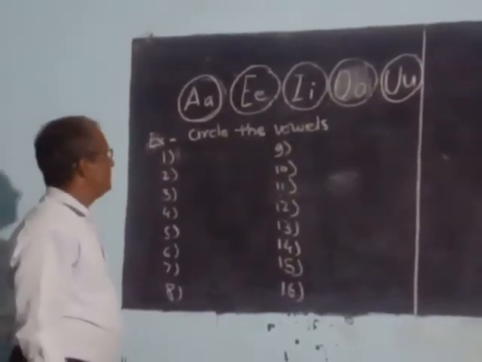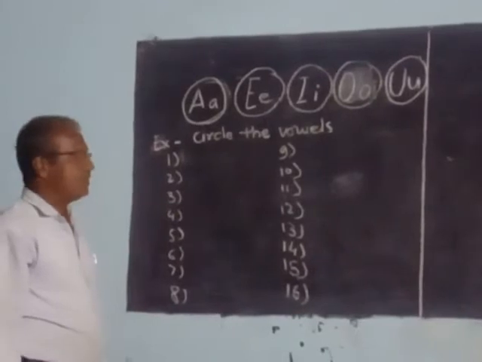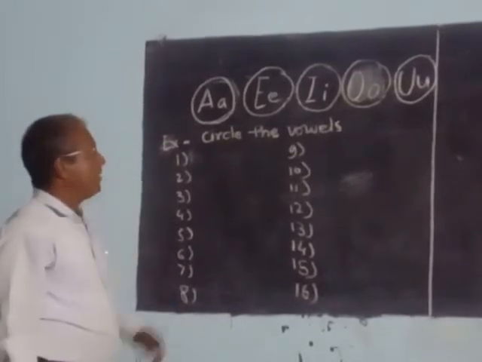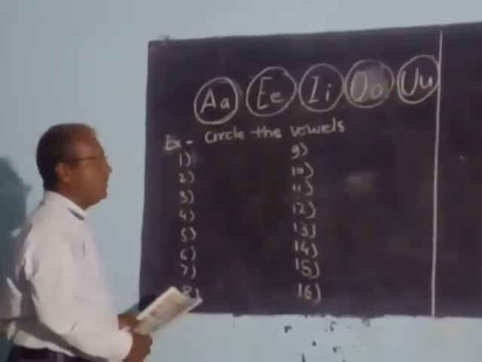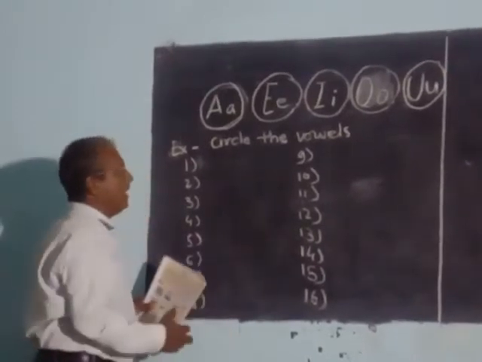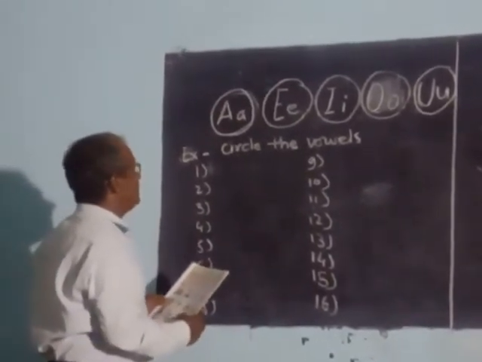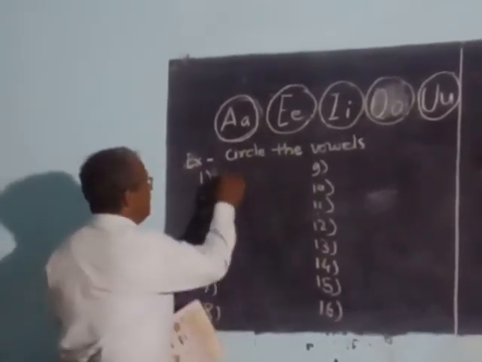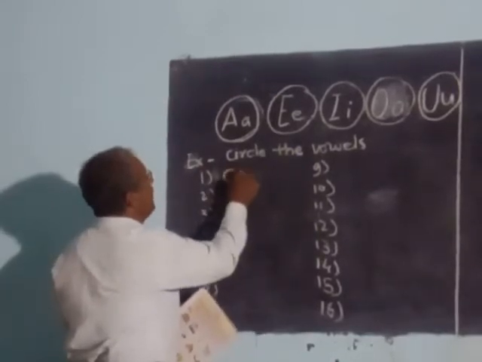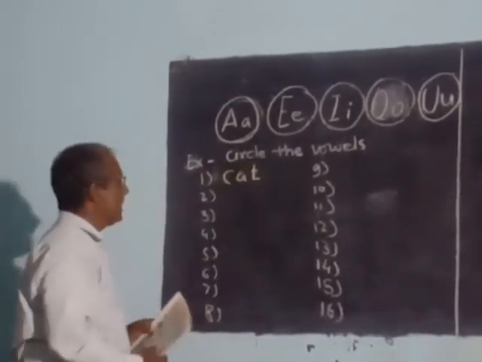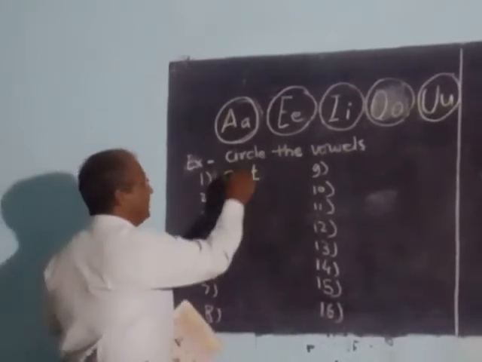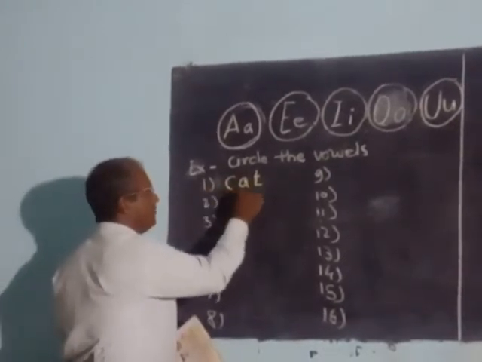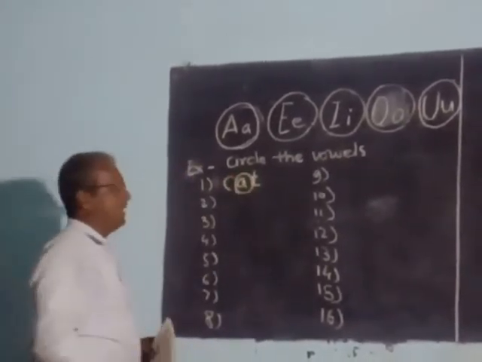Now students, I give you some examples to study. Circle the vowels in the words given below and find out which is the vowel. C, A, T. In the word cat, there is a vowel letter A. You have to circle the letter A.